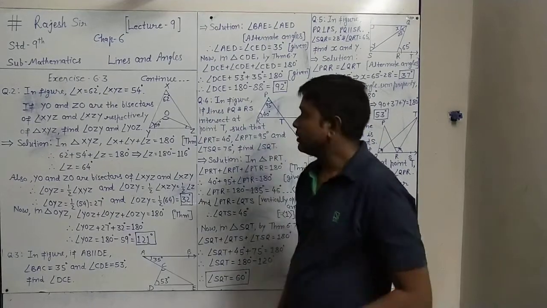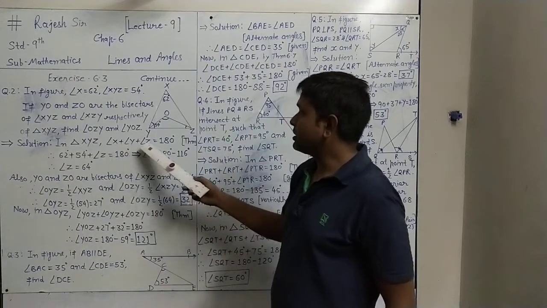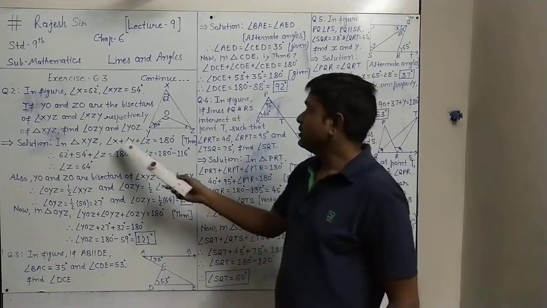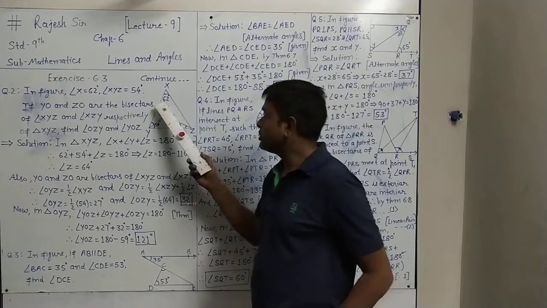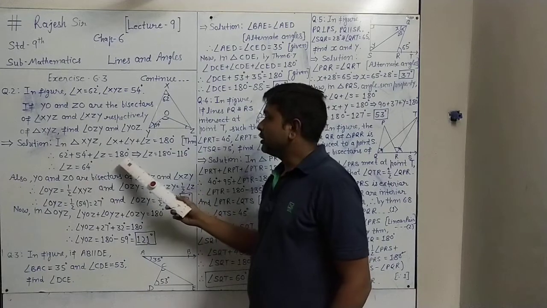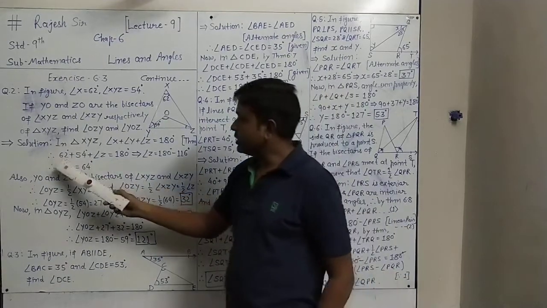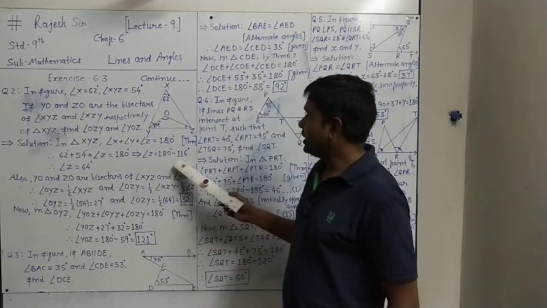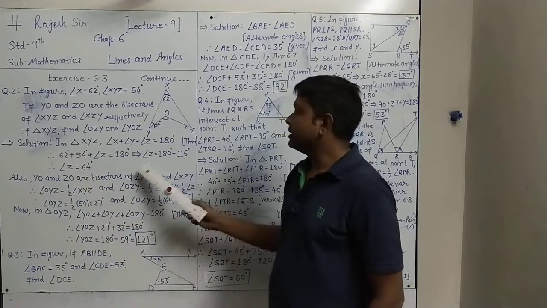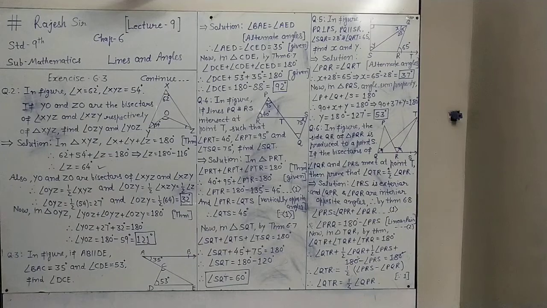This is the question. In the solution, in triangle XYZ, angle X plus Y plus Z equals 180. This is the angle sum property, theorem 6.7: the sum of three angles will be 180. Now place all the values. Angle X is 62 and angle Y, that is XYZ, is 54, plus Z equals 180. So angle Z equals 180 minus the sum of these two, 62 plus 54, which is 116. So 180 minus 116 gives 64. So angle Z equals 64.